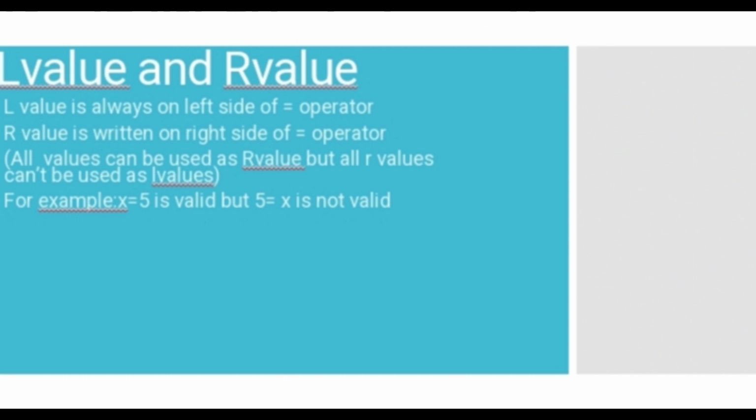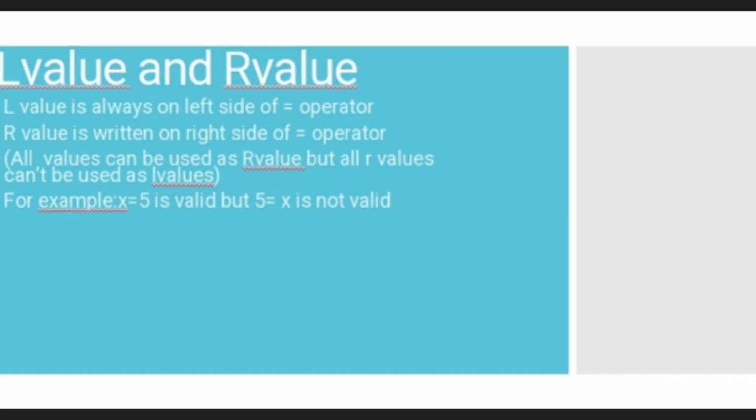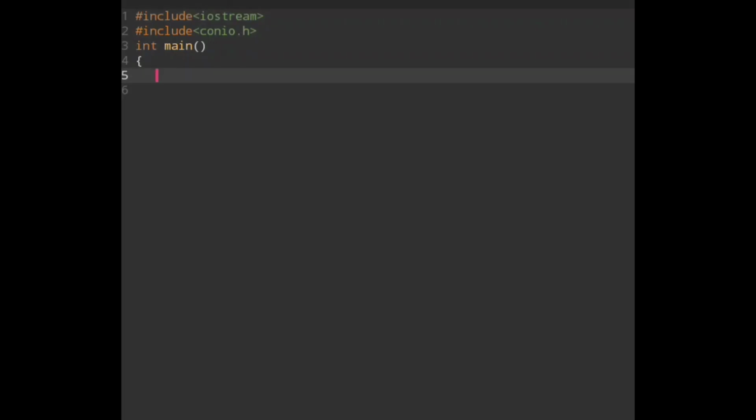The L values can be used as R values, but all the R values cannot be used as L values. Look at the example here, that is x = 5. This is valid, but an expression like 5 = x is not valid because there is no rule for writing 5 on the left side. If I write b = x, that will be valid, but there are no rules for writing expressions like the other one.